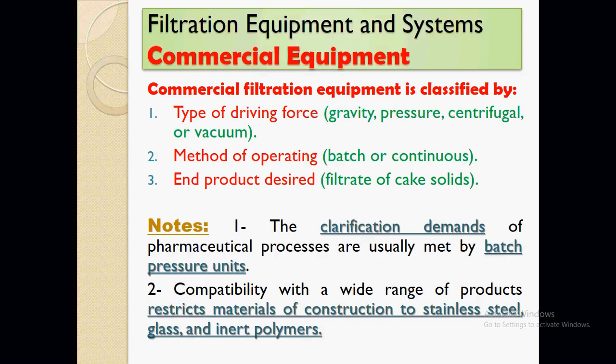Now, the clarification demands of pharmaceutical processes are usually met by batch pressure units. What does batch mean? We will come across these terms a lot, batch or continuous. Batch is for small scale. Continuous is for large scale, continuous for a long time to be used. So, usually clarification is met by batch pressure units. Compatibility with a wide range of products restricts materials of construction to stainless steel, glass, and inert polymers.